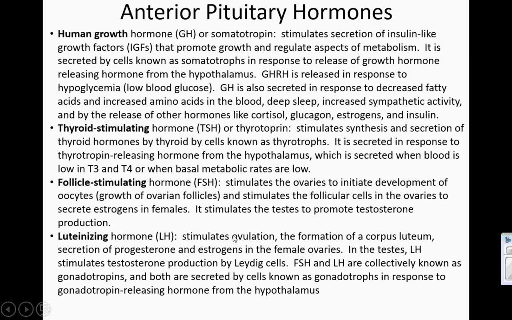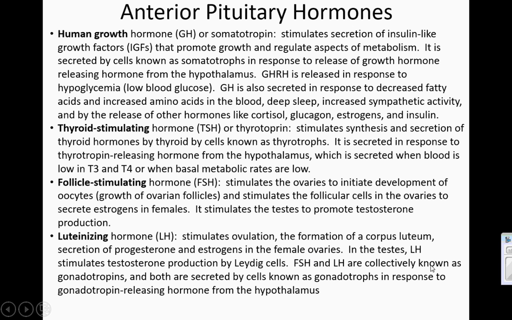LH in females stimulates ovulation, which is where the egg is released into the fallopian tubes. When that happens, a corpus luteum is formed. We'll talk about that later in the semester. Progesterone and estrogens are also secreted in response to luteinizing hormone. In the testes, it stimulates testosterone production, so it's similar to what FSH does.